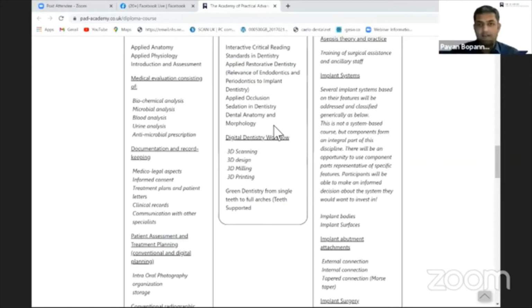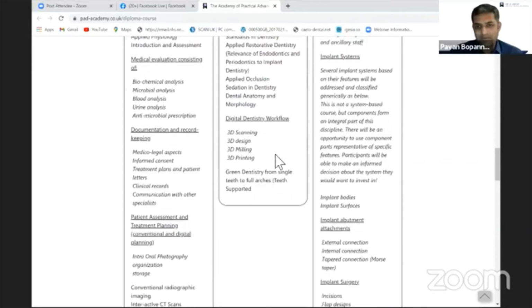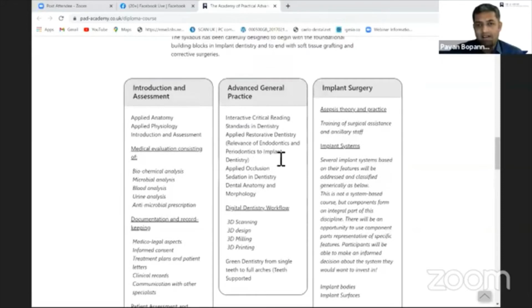Now we have advanced software where we can design as well to practice. Then we'll have webinars on 3D scanning, 3D design, milling, and printing. Green dentistry is what I love to do, single teeth to full arch without models. Okay, so this will be the general dental practice module.